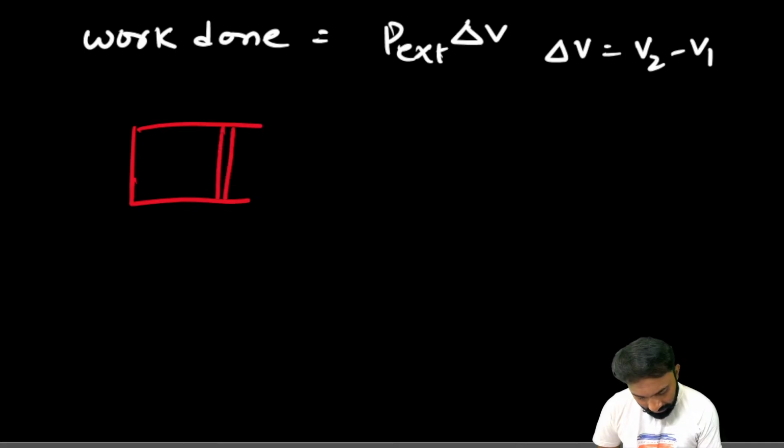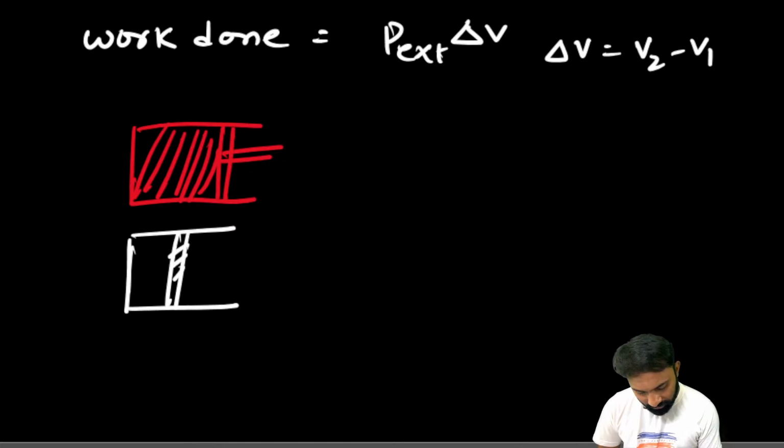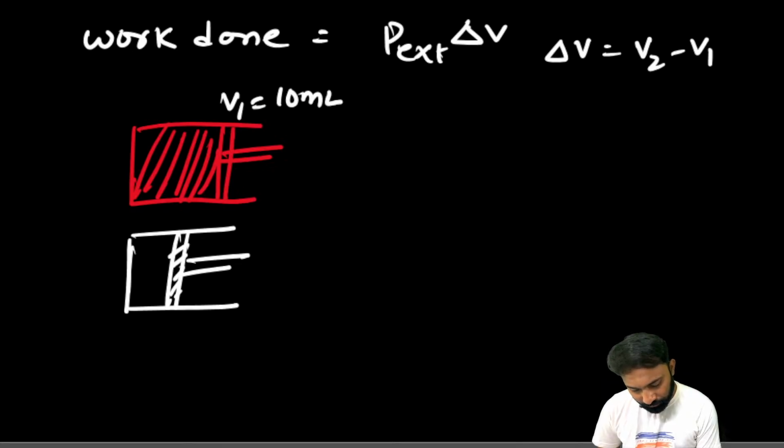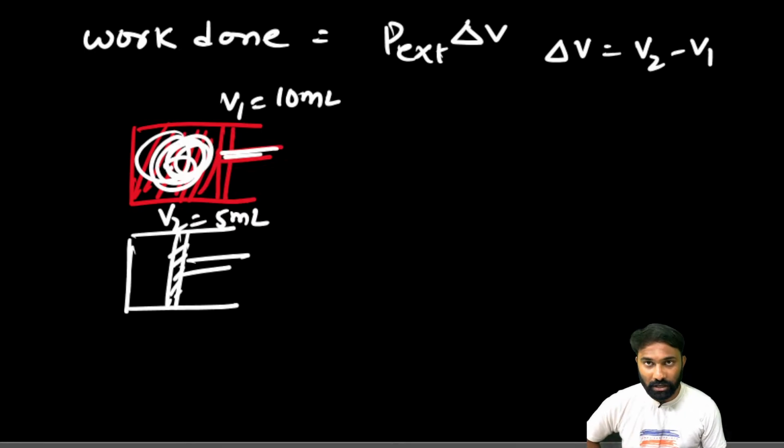First, I'll take an example of work done on the system. In the beginning, the piston has this much volume. After doing the work, the piston has changed here. Now this is V1, the volume, let us assume 10 ml. After doing the work on the gas, this gas is nothing but our system. When I applied pressure, I compressed this piston. When I compressed the piston, the work is done on the system, right? When the work is done on the system, the final volume has reached 5 ml.